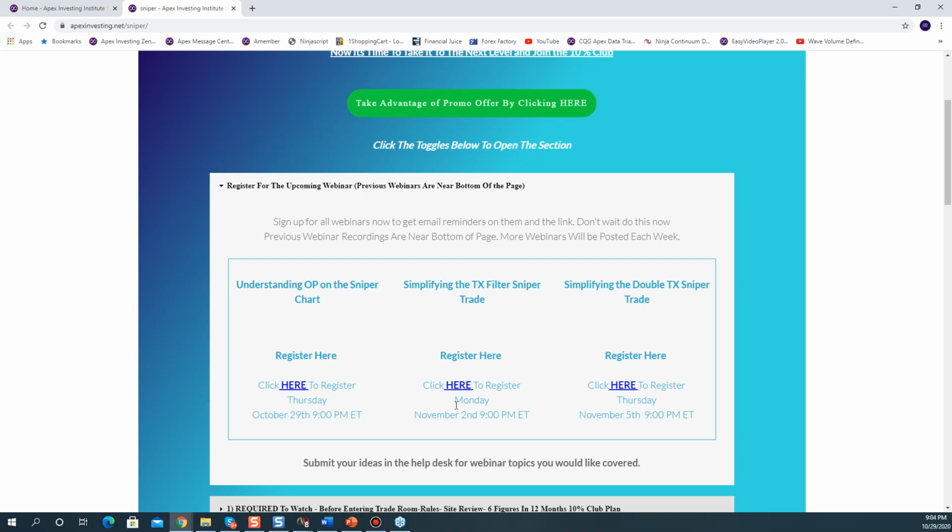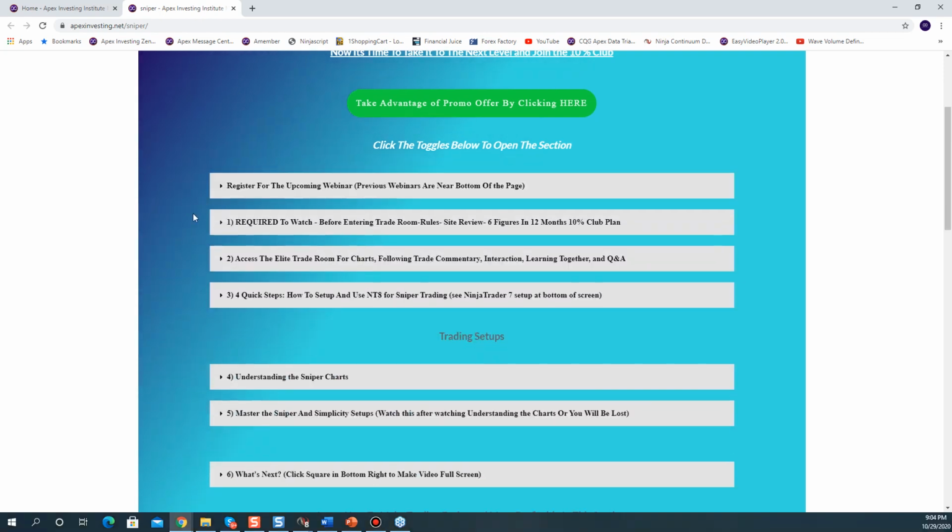Next week, Monday, simplifying the TX trades. Thursday, simplifying the double TX trades. We normally do webinars on Tuesday, but everybody knows what next Tuesday is, right? Election night. We figured most of you are going to be glued to the television, so we're doing the webinar on Monday. So Monday and Thursday, make sure to get registered there.